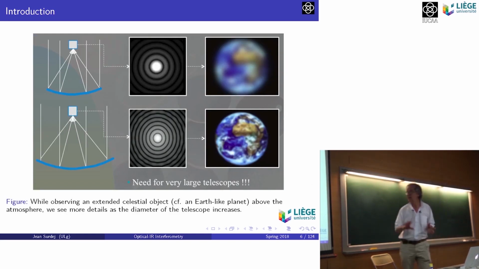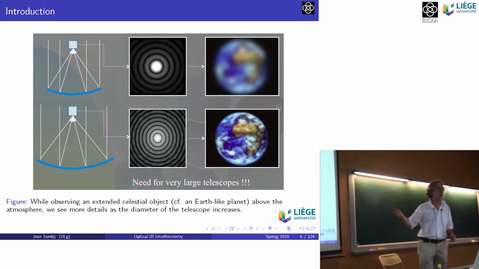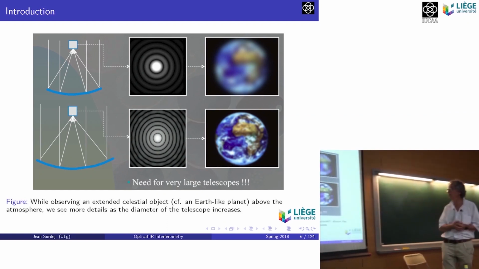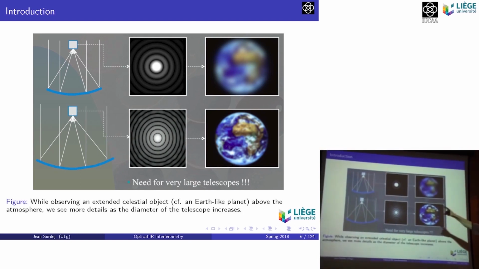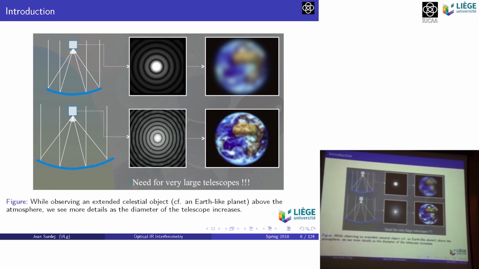Now, let's assume we are looking at an extended object, a kind of Earth-like planet. It's very clear that by using a telescope with a larger size, you would see more details on the extended object. Because in fact, this image would just be the convolution product of the point spread function by the real image of the object you are looking at. I'll come back to that in more detail later.